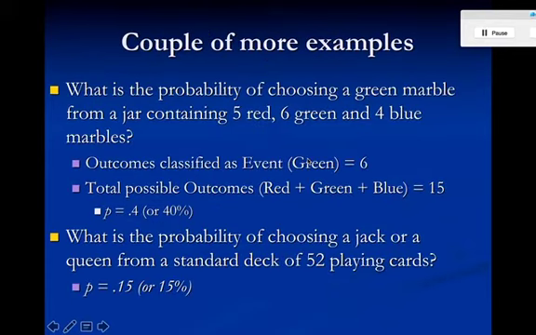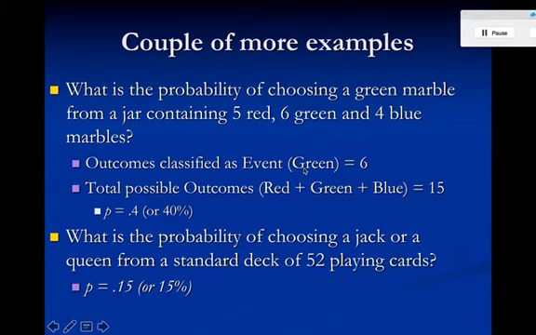So if we look at a couple more examples, let's say for instance we want to know the probability of choosing a green marble from a jar containing 5 red, 6 green, and 4 blue marbles. So here we have a little bit of a difficult challenge in terms of trying to identify what our specific probability is, because again, now I want to choose a green marble, but in my jar I have 5 red, 6 green, and 4 blue marbles.